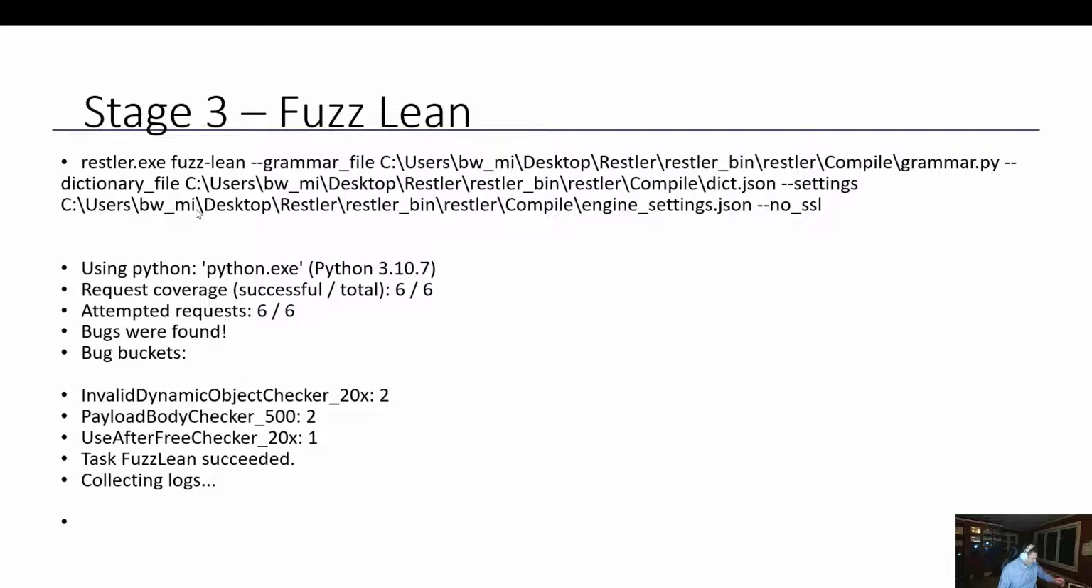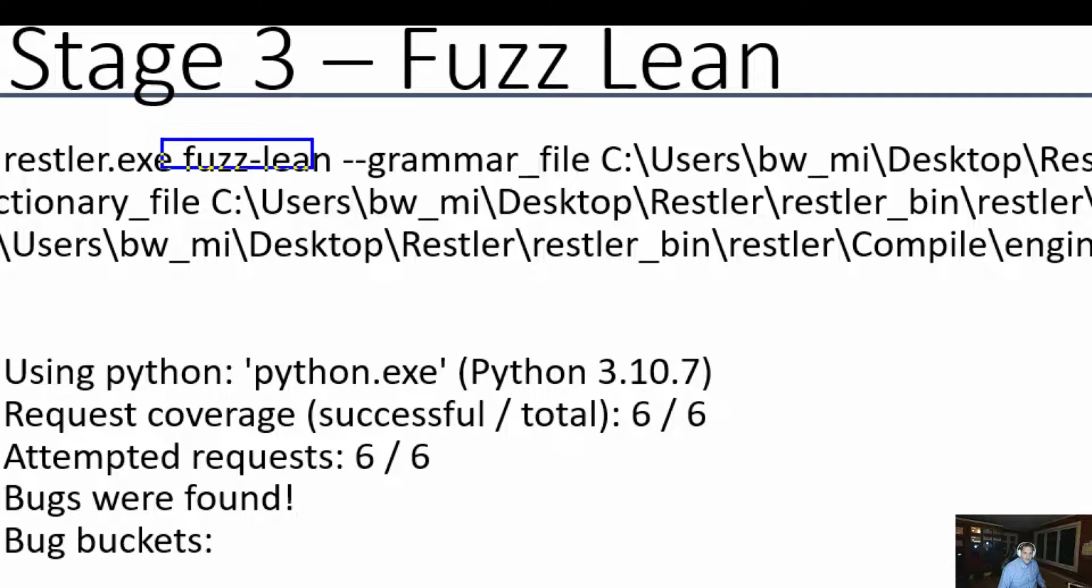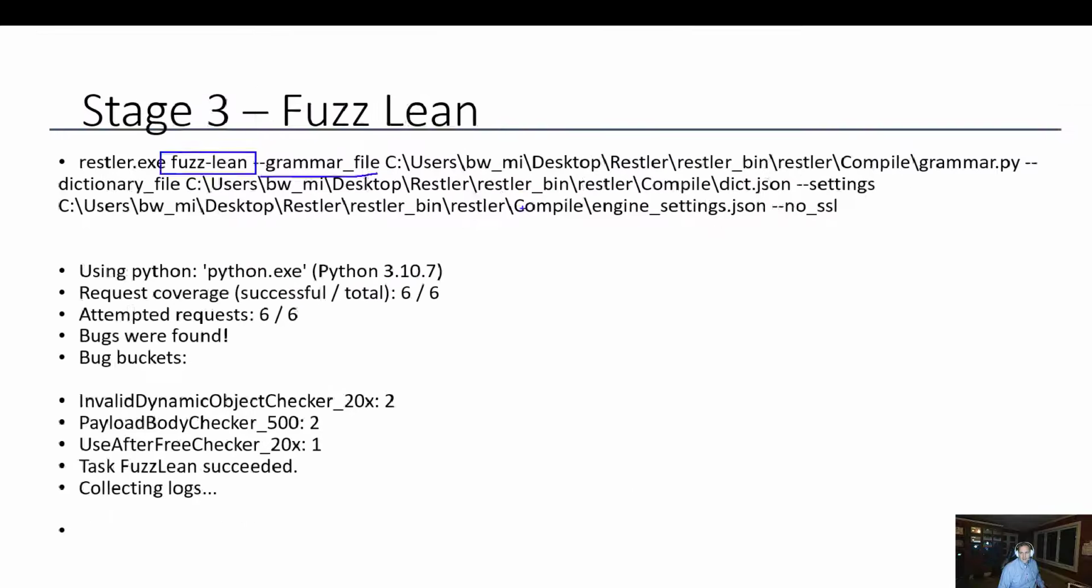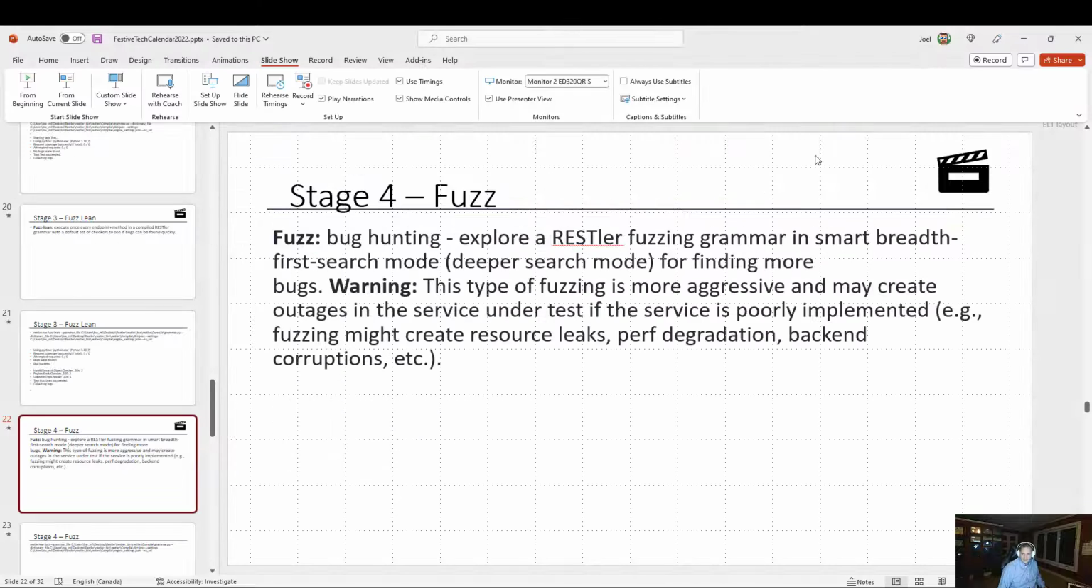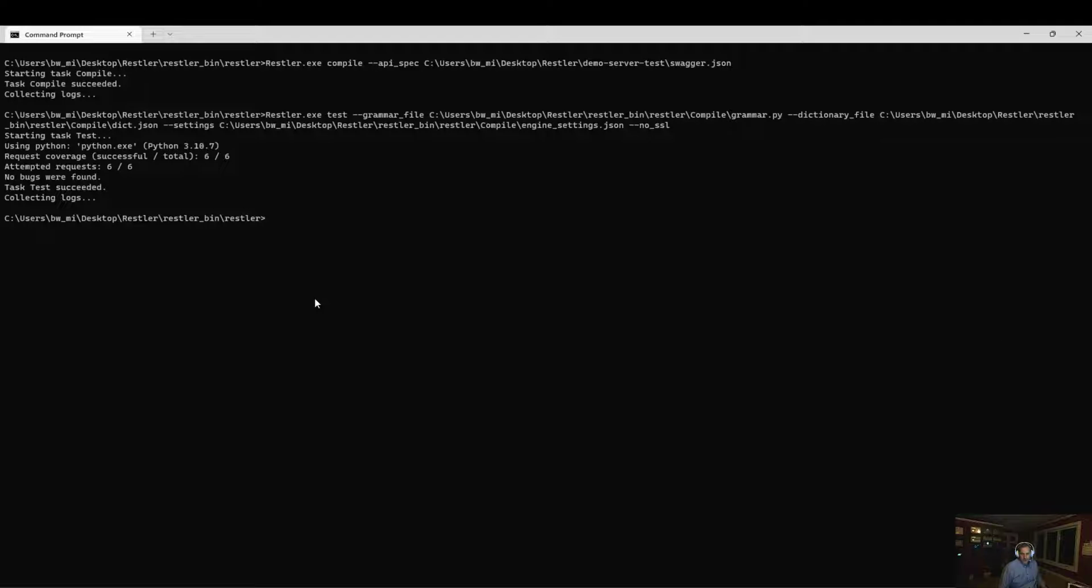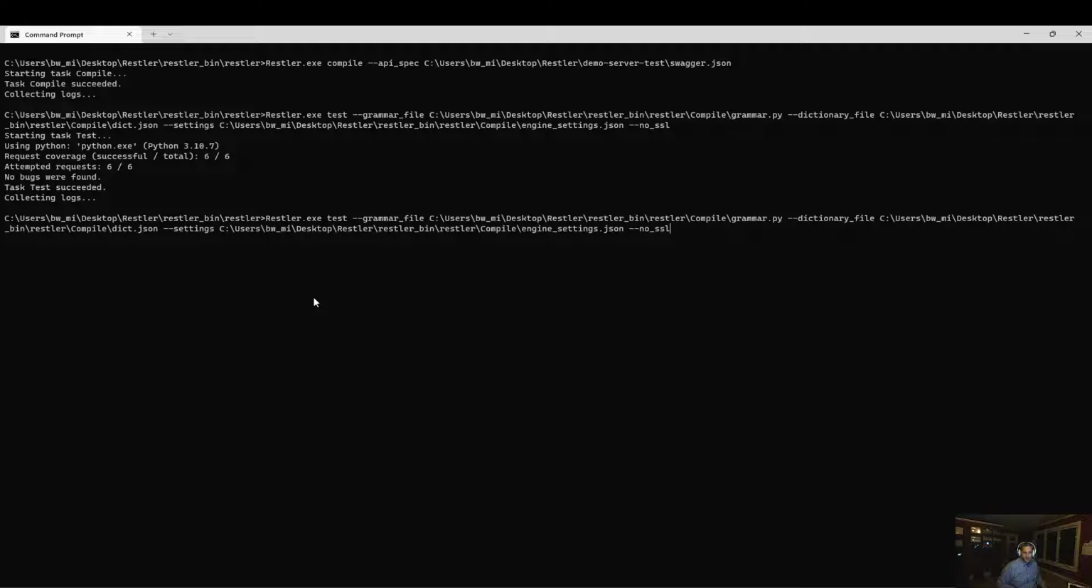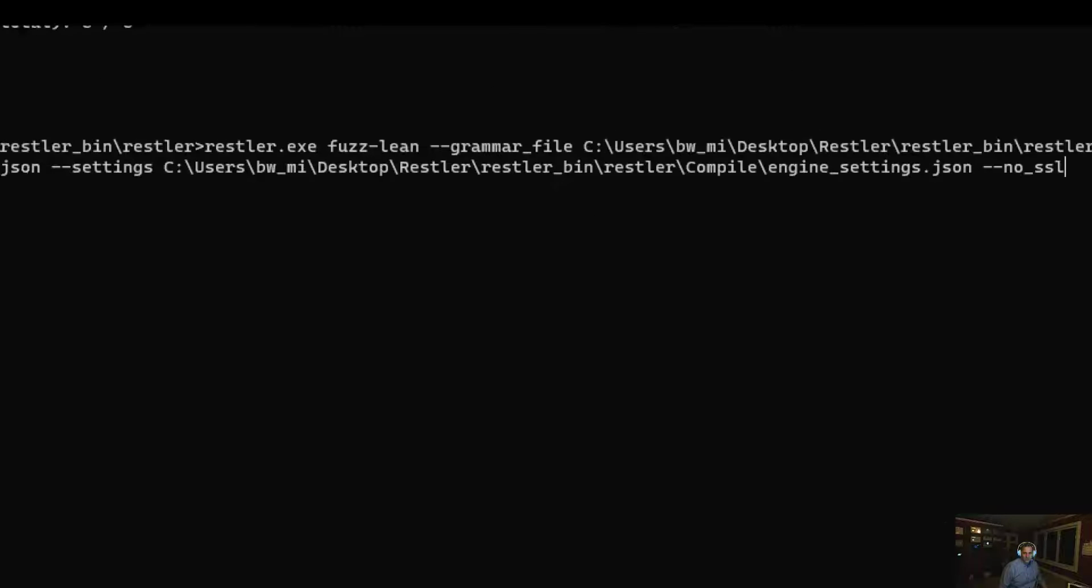So what we're going to do here, and I want you to peek, the command changes to fuzz-lean, but it's still similar, right? It's the grammar file once again, the dictionary, and the settings file with no SSL. So some similarities. What we'll do here is go into fuzz-lean mode.